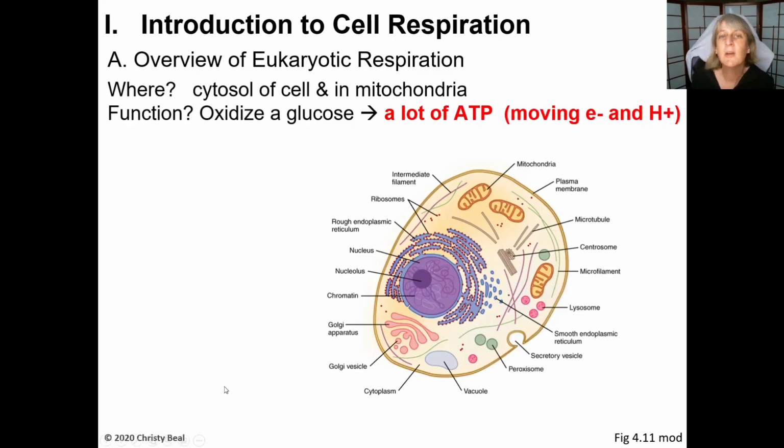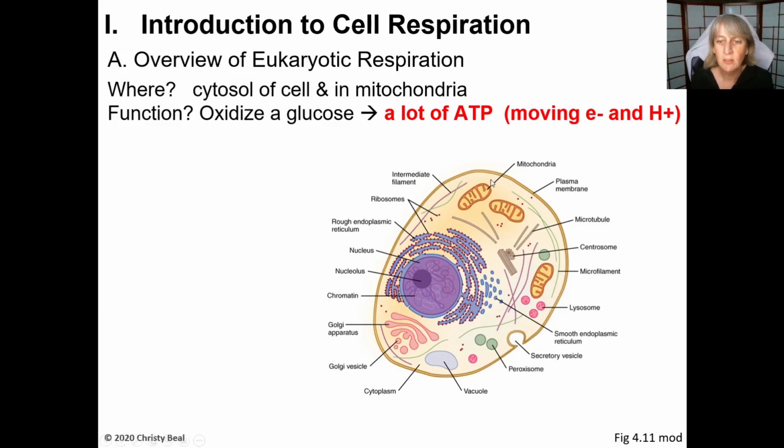So in a eukaryote, and we're looking at eukaryotes specifically here, but that does not mean that prokaryotes cannot go through cell respiration. They absolutely can. But I'm going to do specifically eukaryotic respiration here because we have a bit of a eukaryotic human bias, so we do a lot of human stuff.